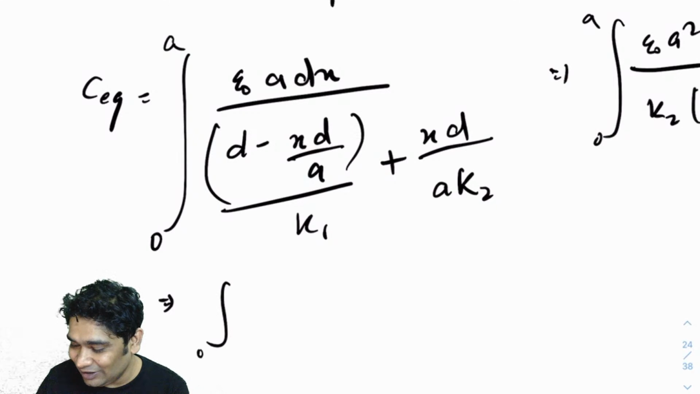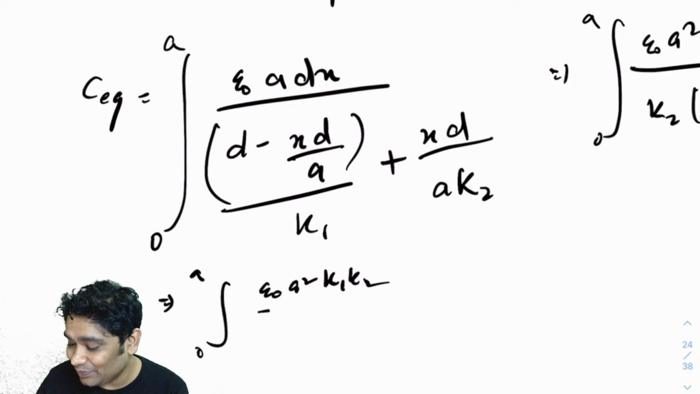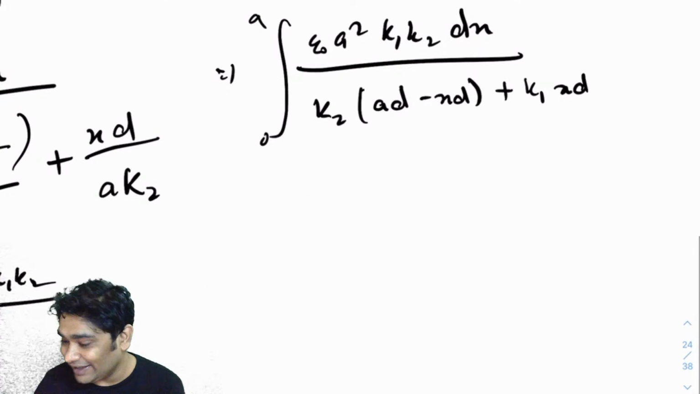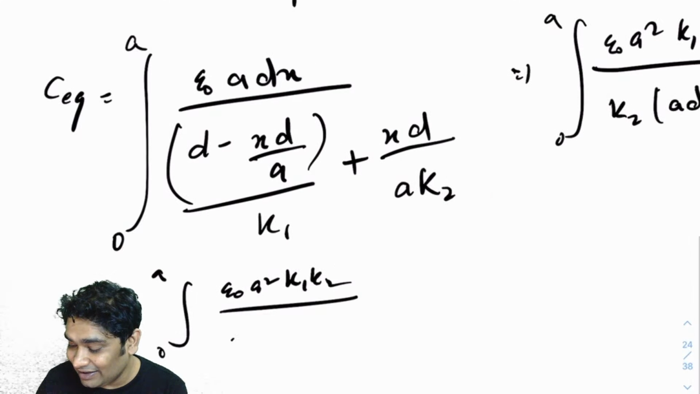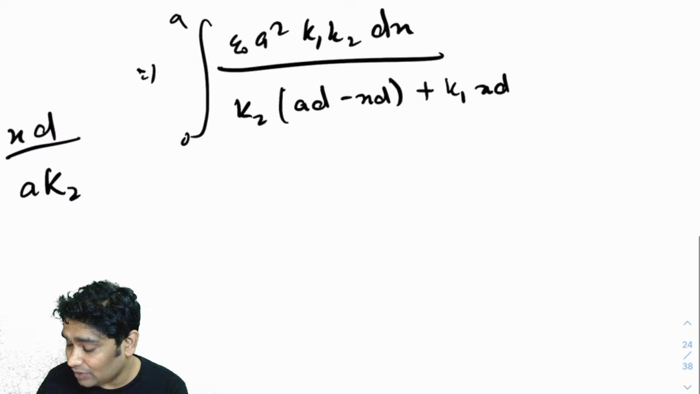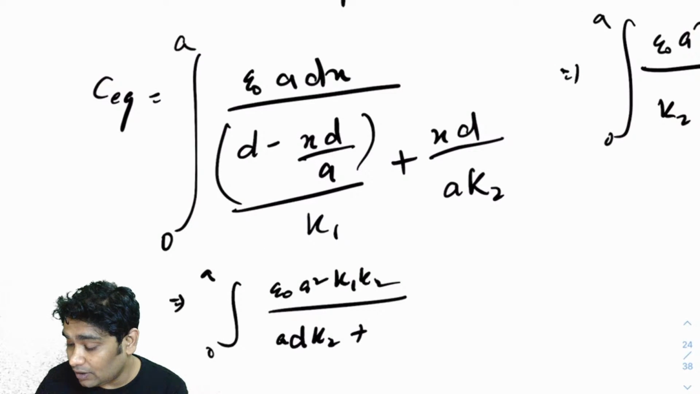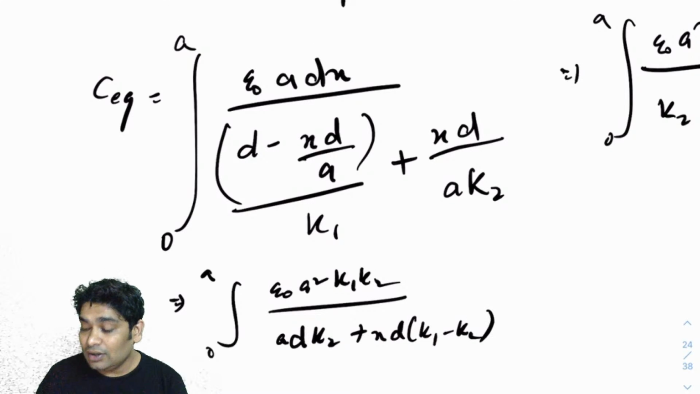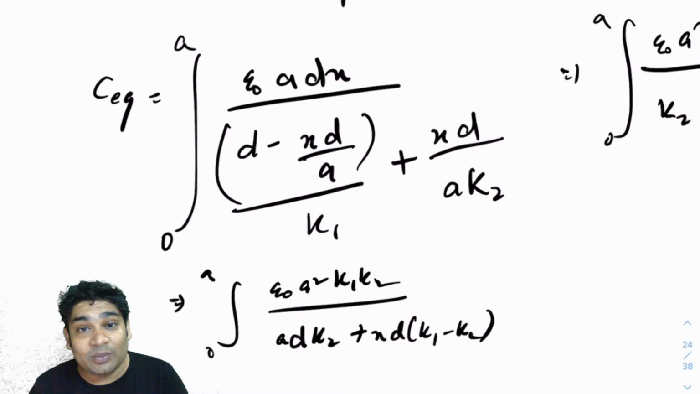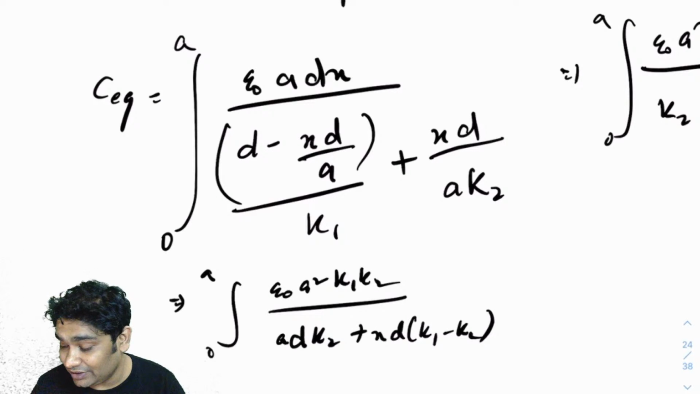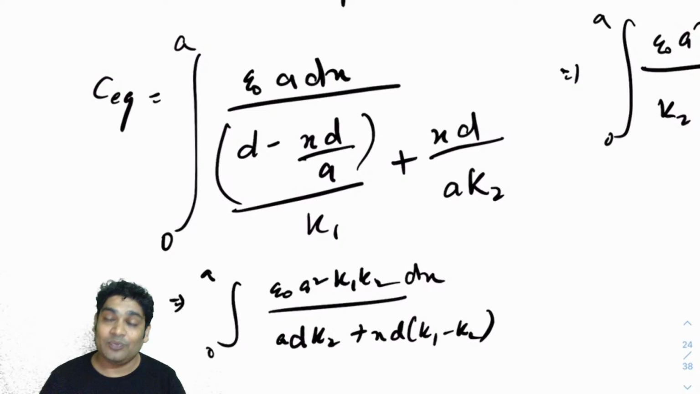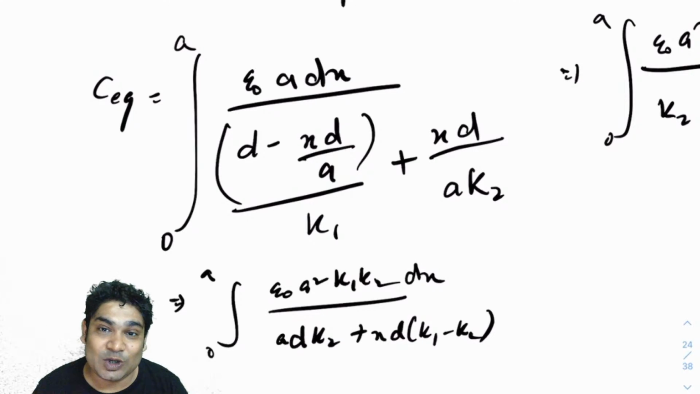So this would be integral of 0 to a epsilon naught a square k1 k2 over. Now here I'll take all the x's together. If I take all the x's together, I get a d k2 plus xd, which I can take common, k1 minus k2. Now you realize the integral of this will be in log. So now you just integrate this using log.